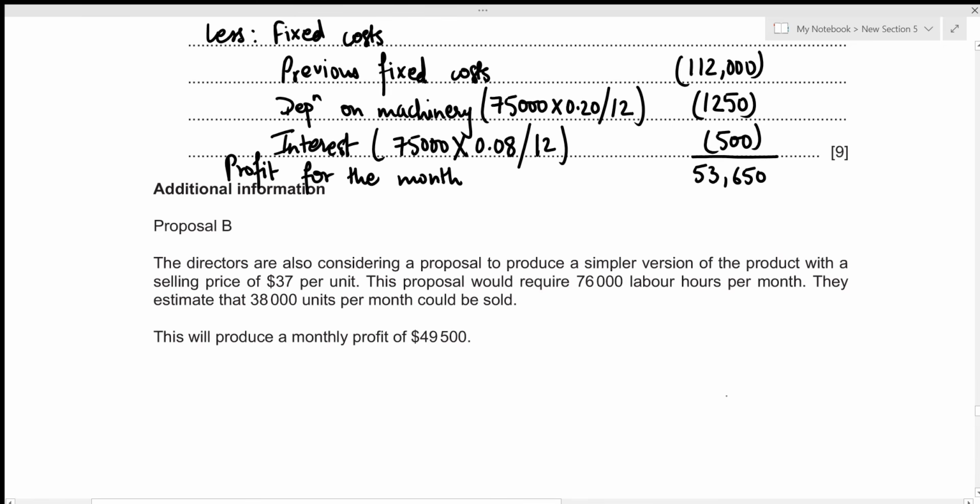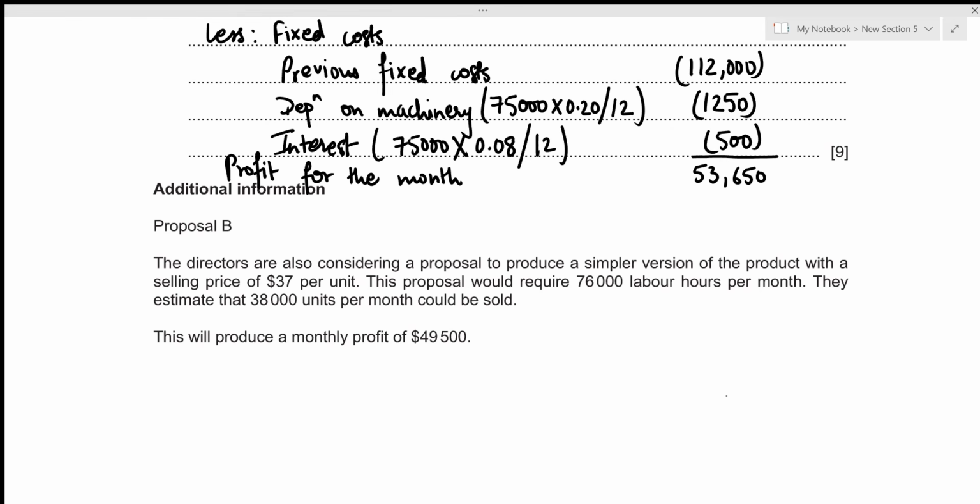This proposal would require 76,000 labor hours per month. So if we're considering the current situation, we were producing 30,000 units and each unit required 3 hours of direct labor. So if you just multiply it, we get the total labor hours to be 90,000. So from 90,000, the labor hours is decreasing to 76,000 in case of proposal B.